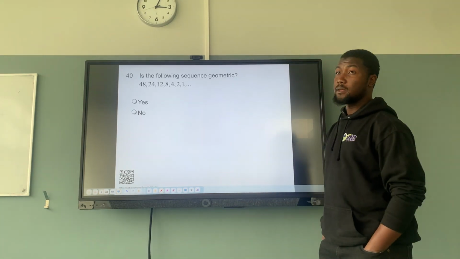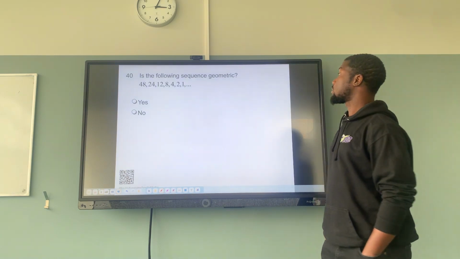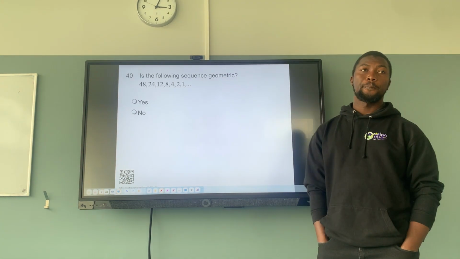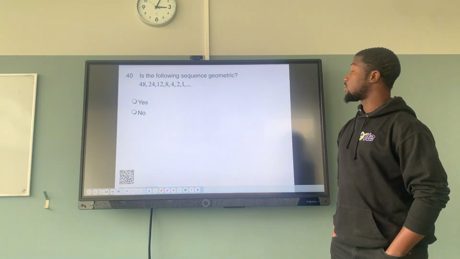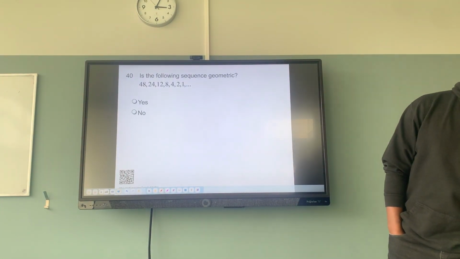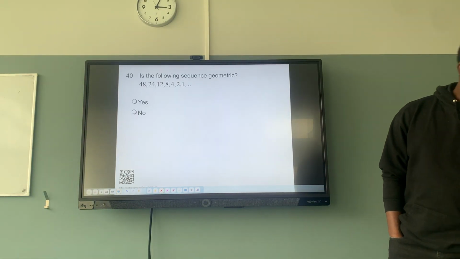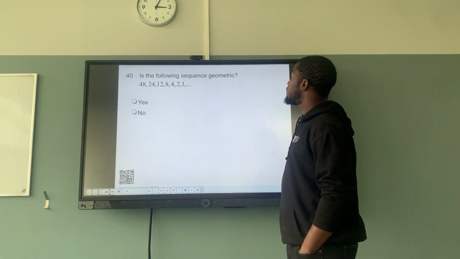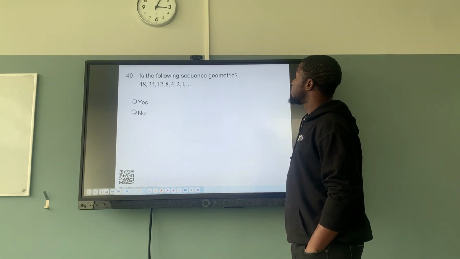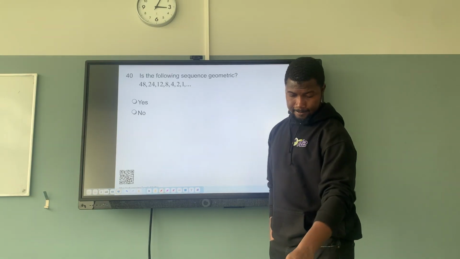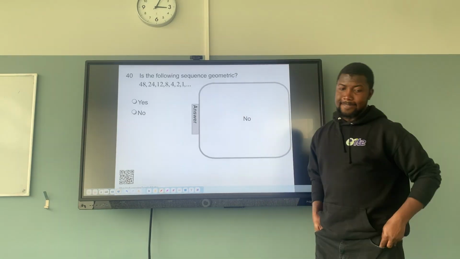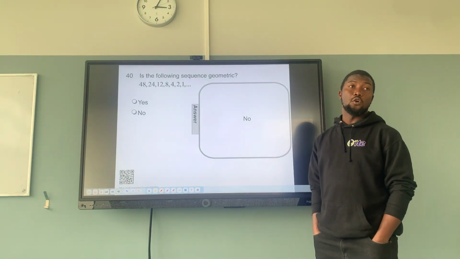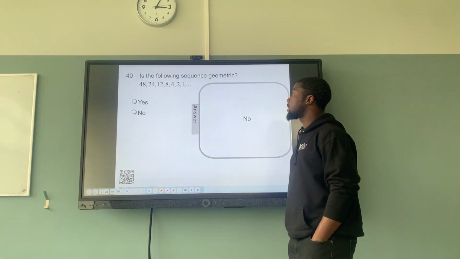So, what do you think? Take a moment to answer the following question. Is the following sequence a geometric sequence or not? Think about what I just told you. If you have thought about the answer, no, it is not a geometric sequence, you are right.